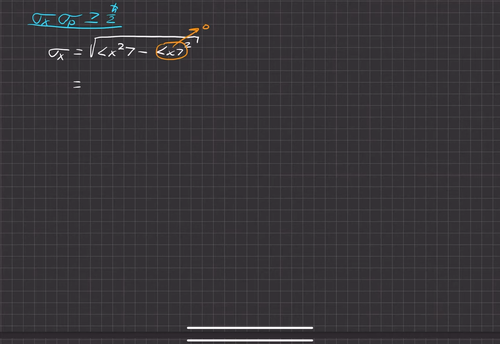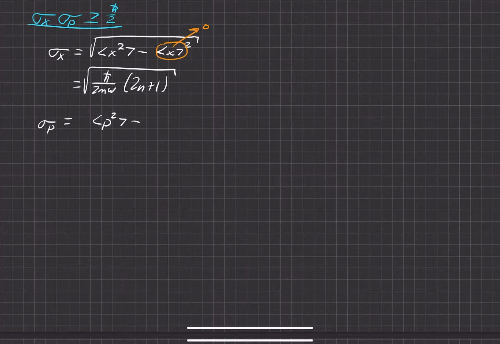If you're a little confused on that, you can go ahead and look back at the earlier videos for this problem. But now I'm going to go ahead and substitute in for the expectation value of the position squared, which was found to be this value here. Now these values kind of make sense in terms of units and everything, but we want to make sure that they make sense in terms of the axioms that we know from quantum mechanics, like the uncertainty principle. So that was the uncertainty in the position.